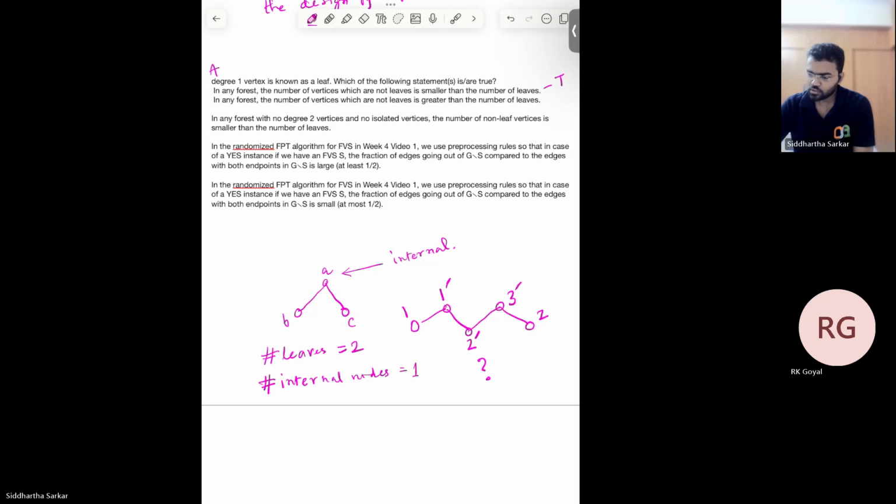All right. So this is an example where there are more internal nodes than leaves, but the statement is saying the reverse, that the number of internal nodes is smaller than the number of leaves. So that is not correct. So let's mark it false.